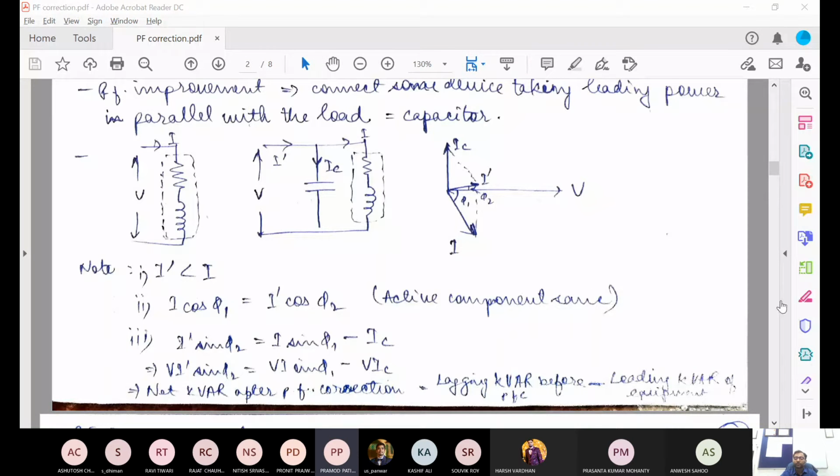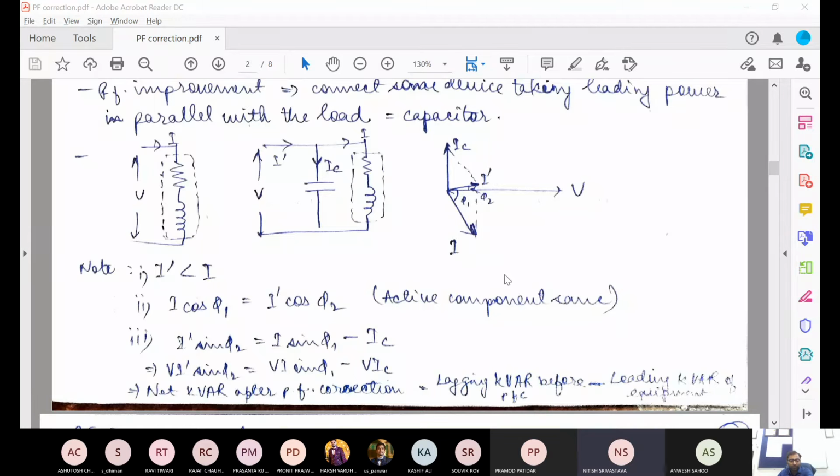Sir, in this note, first point, this I dash should be greater than I, sir, because I dash is a summation of IC and I. So will it be greater? What do you say? Yes, sir, I dash should be greater than I. Can anyone answer that question? No, sir. It will be less.